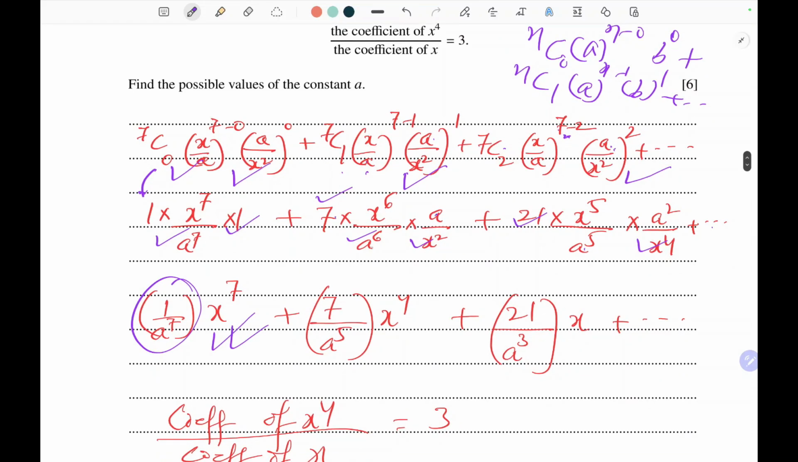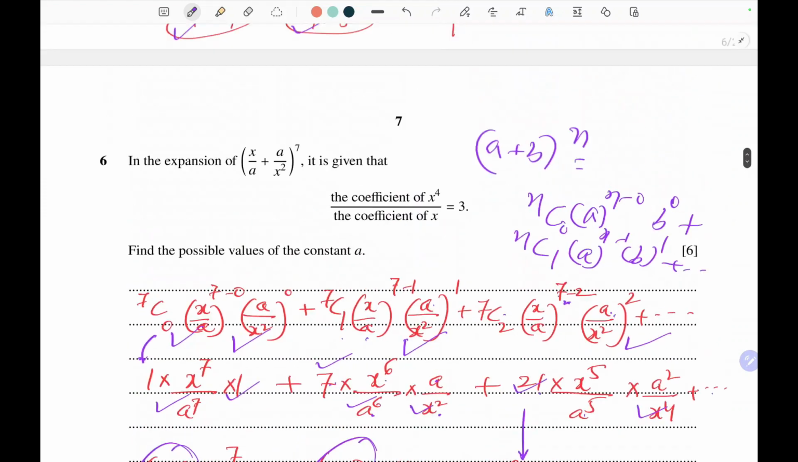Similarly here, 7a over a to the power 6, which is 7 over a to the power 5, and x to the power 6 over x squared, x to the power 4. So the coefficient of x to the power 4 is 7 over a to the power 5. Now this is 21, which is here, and a squared over a to the power 5, that's a to the power 3, and x to the power 5 over x to the power 4, that's x only.